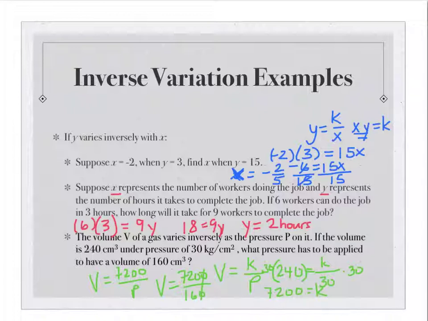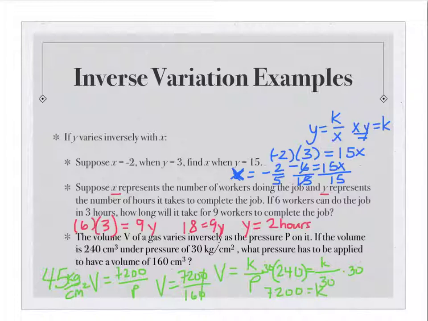All right, so 16 into 720. I'm going to go ahead and cheat with my browser window again. 720 divided by 16 is 45. And what pressure? So it's 45 kilograms per centimeter squared.